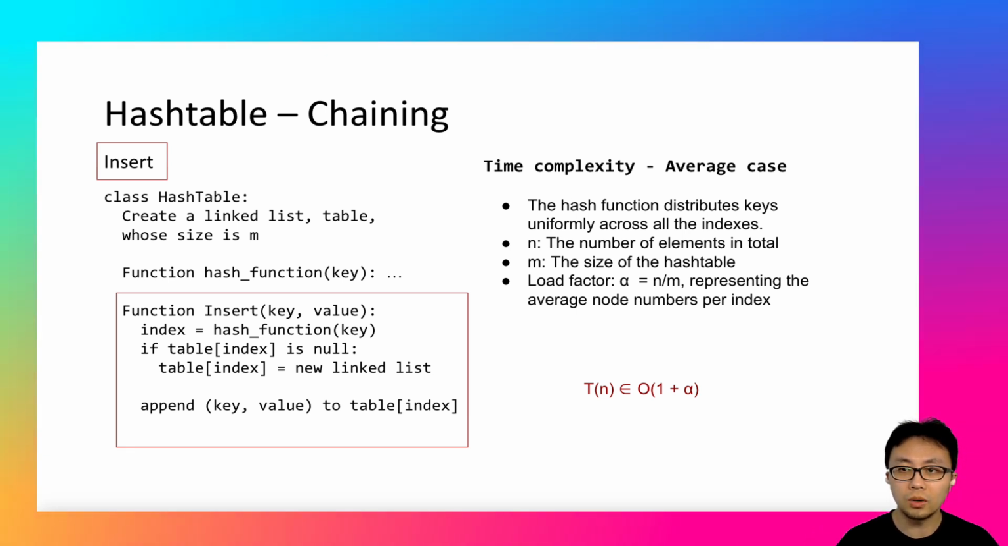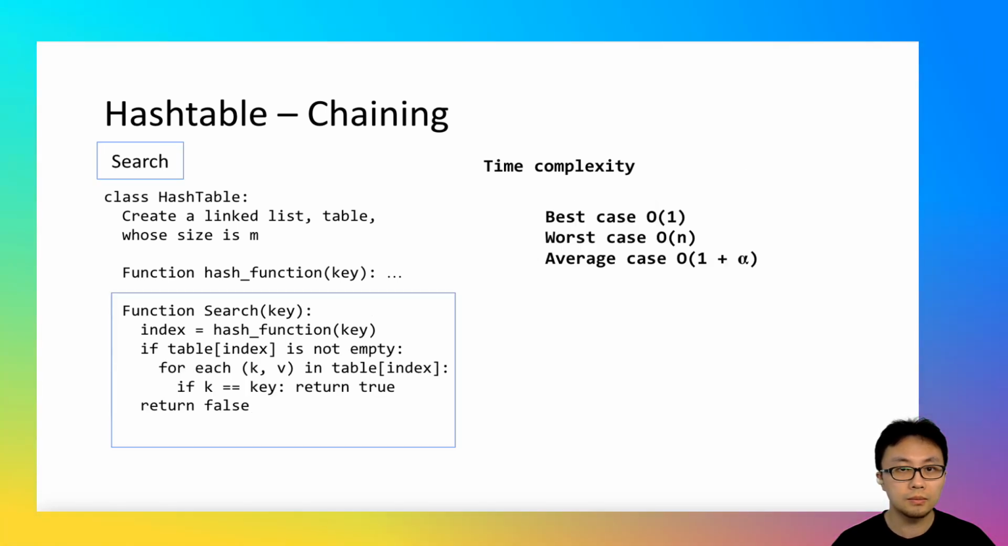You may wonder if the 1 is necessary here. It is, because alpha could possibly be a number that's smaller than 1, and so small that it's close to 0, because when the hash table is empty enough, there are barely any nodes at any of the specific indexes. That said, 1 is truly necessary here.